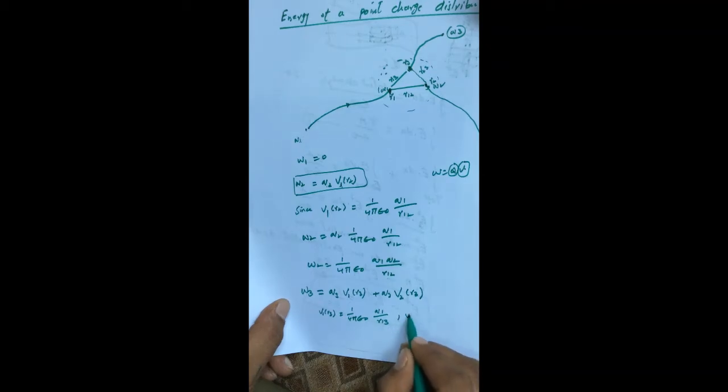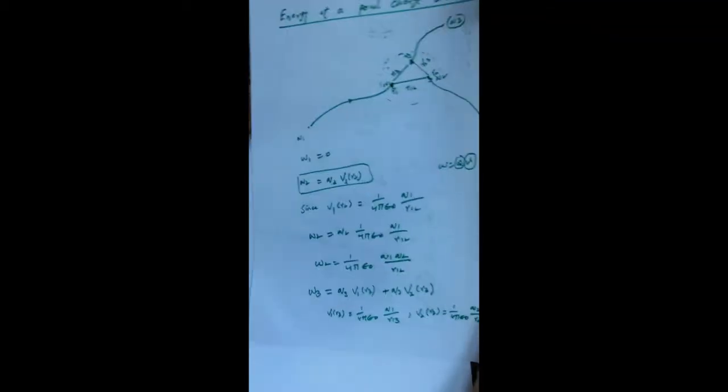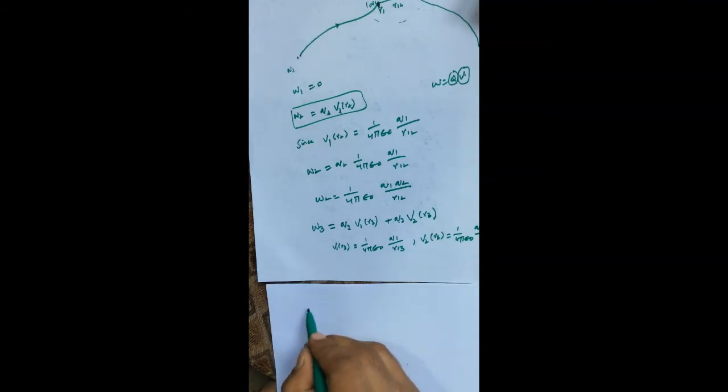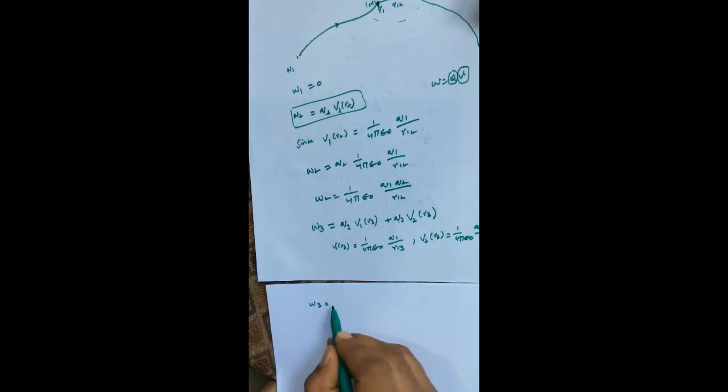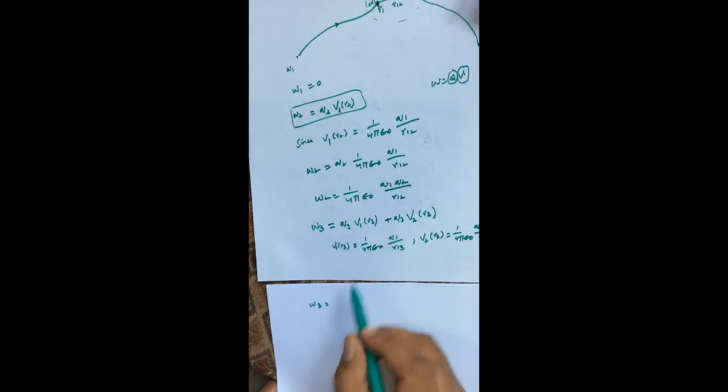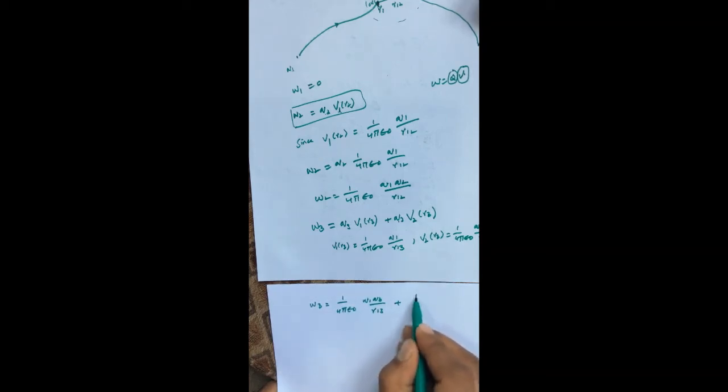And similarly, potential of charge Q2 at point R3 will be equal to 1 over 4 pi epsilon naught Q2 over R23. Now using this value in this equation, we get W3 is equal to, we have Q3 and Q1, so we have 1 over 4 pi epsilon naught Q1 Q3 over R13 plus 1 over 4 pi epsilon naught Q2 Q3 over R23.